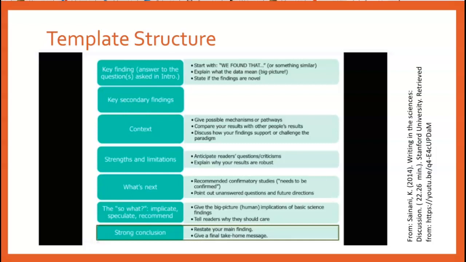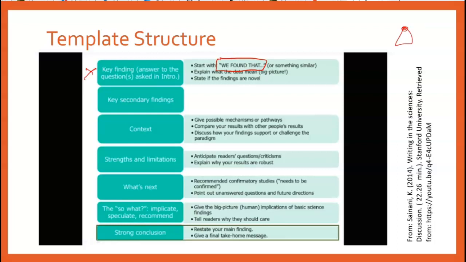Here it's a great template structure for the way most discussion sections are structured. As I said, writers usually start off with the key finding, and it's the answer to the question, and it's really important to use clear language, like "we found that." And you'll see this in some of the discussion sections that we're going to analyze together in the videos. You want to explain what the data mean, big picture, you're already foreshadowing that, and state something if the findings are novel. So you are very specific and very narrow, again the triangular shape, thinking about that.